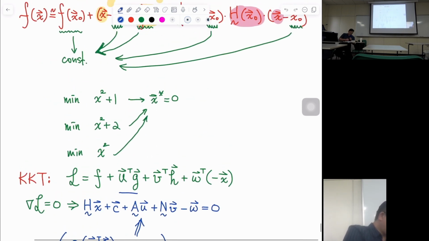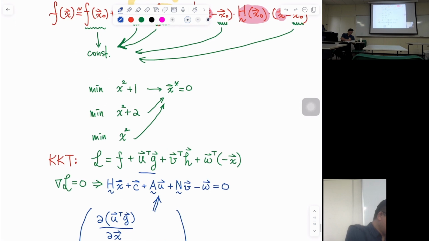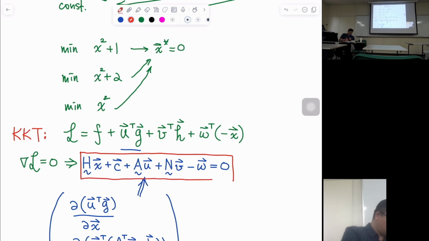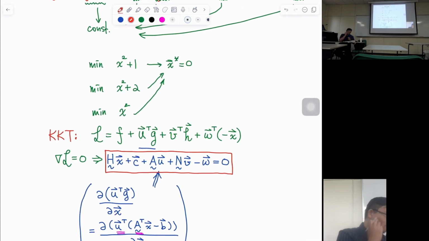I want to use red. Did I use red? Yes. Another red box. This is an equality equation, okay? Based on gradient of Lagrangian equals to zero. Now, what else?